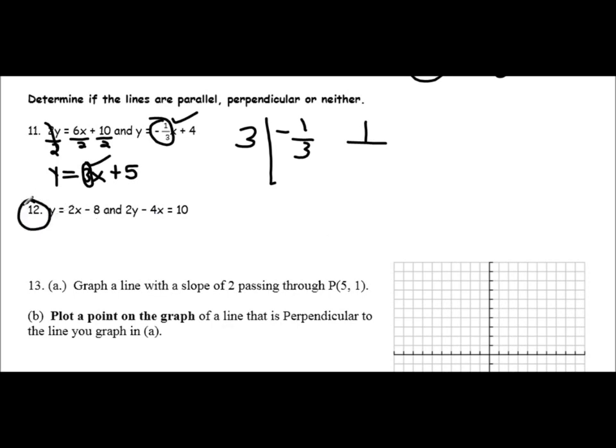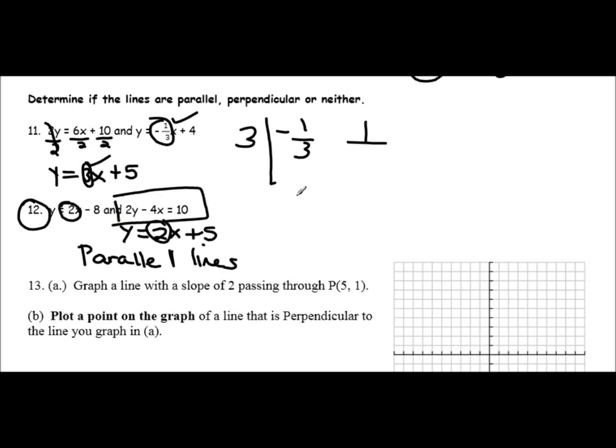All right, pause the video for number 12 and see what you come up with. You have to solve for y on the second part of the equation. Okay, and when we solve for y, we got y equals 2x plus 5, making the slopes both 2, meaning that these two lines are parallel.